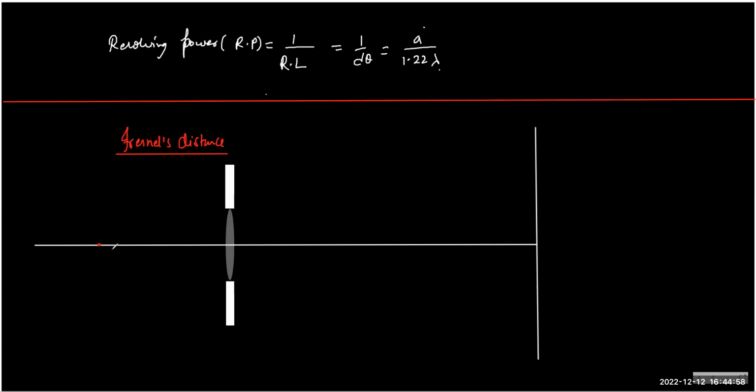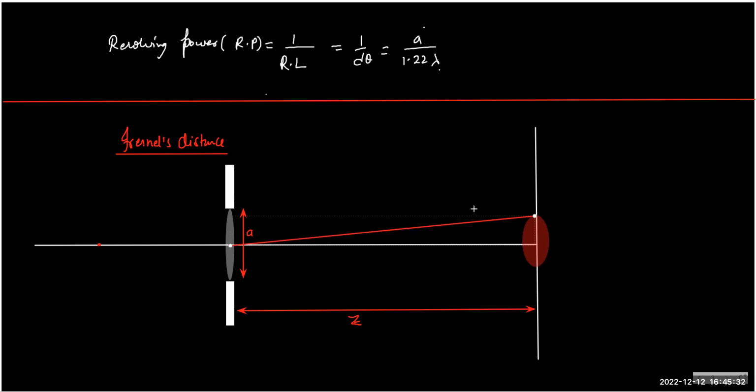So if I take this distance as Z, what will happen is that we know the first minima will form by the condition that if I say this is theta, then we know that a sin theta, or simply a theta, is 1.22 lambda. This is for a circular aperture, right? Yes, sir.